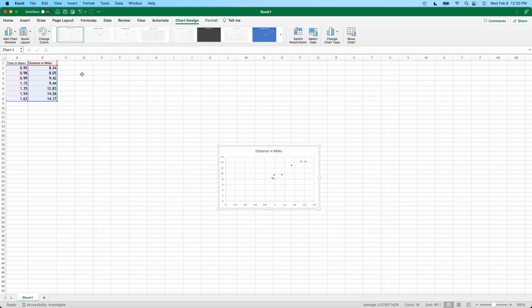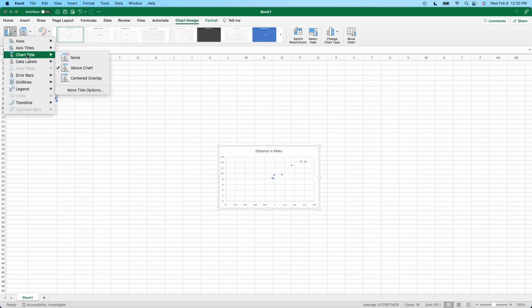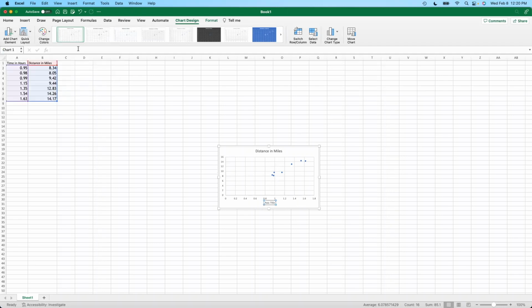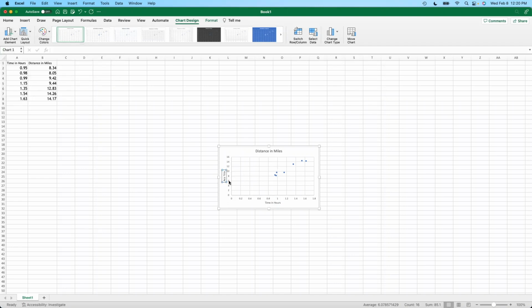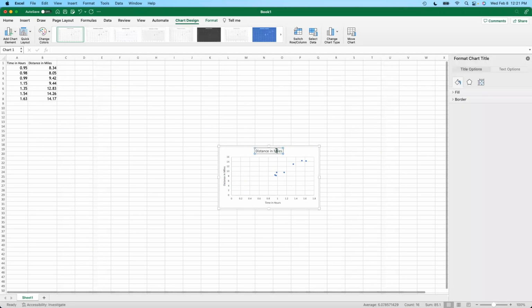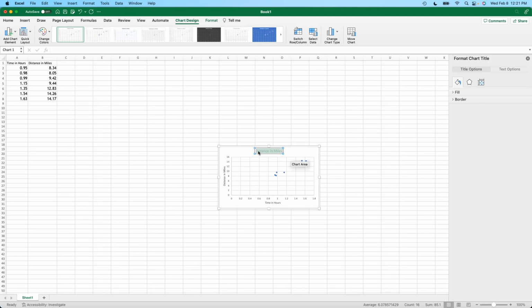I can go in here if I go to add chart element, and on that upcoming group assignment, I want you to do this. I want you to create a nice, pretty spreadsheet. I'm going to put on the titles here. So let's see, this was time in hours. And then I'm going to add the vertical axis. Distance in miles. And I'm going to change this to be distance versus time.